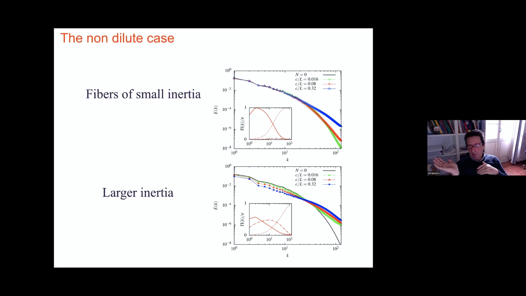What about the smaller scales? So probably you have at least a couple of mechanisms. The first one is the one I already mentioned, valid for small inertia fibers. Here we have one more mechanism, which is probably trivial, which is due to the fact that once you have this network, you have a circulation inside the network, which was absent, of course, in the absence of the network.